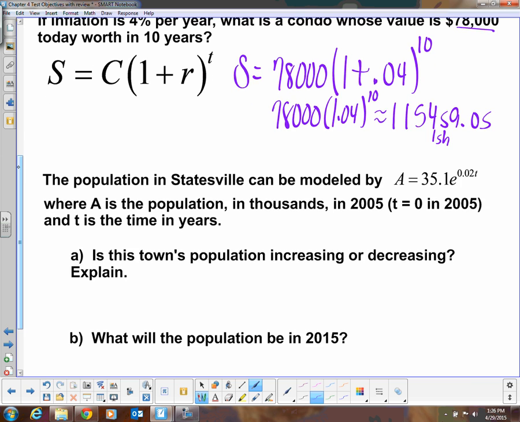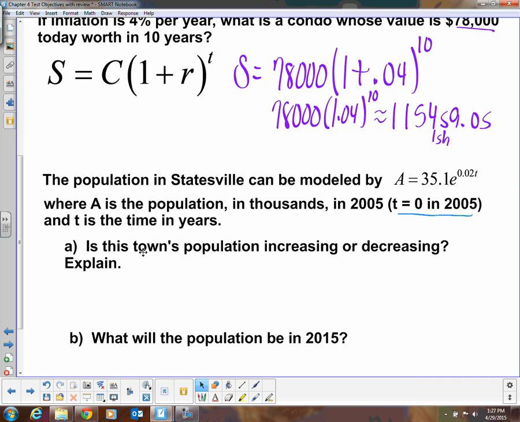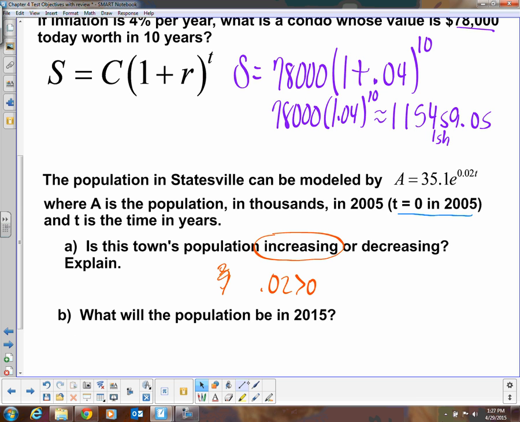So now, this is similar to the log thing we did. Population in Statesville can be modeled by this equation where A is population in thousands. And in 2005, that's T0 is 2005, time is in years. You ready? Is this population increasing or decreasing? How do you know? Because 0.02 is greater than 0. Now, what will the population be in 2015?